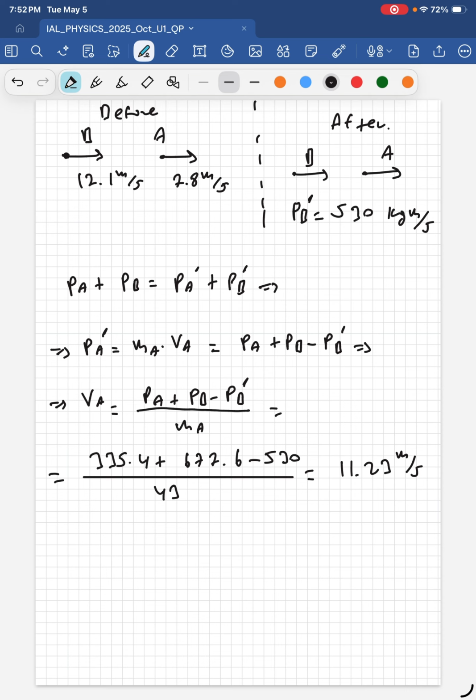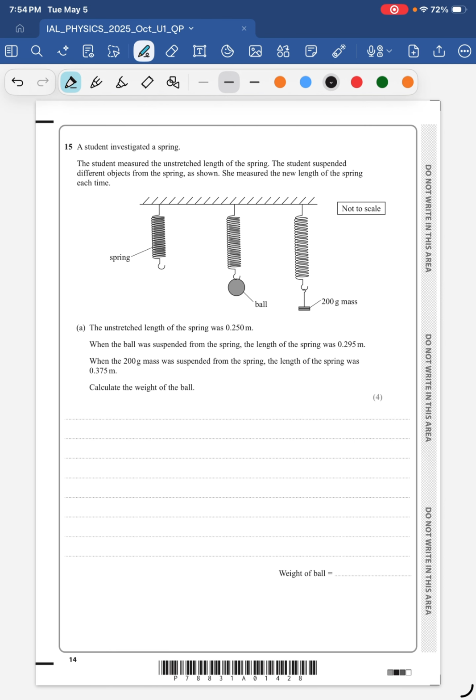All right, let's move on to question number 15. The game starts in 2 hours, so I have to speed up. Okay, question 15. A student investigated a spring. The student measured the unstretched length of the spring. The student suspended different objects from the spring as shown. She measures the new length of the spring each time. So we have the spring, ball, and 200 grams mass.